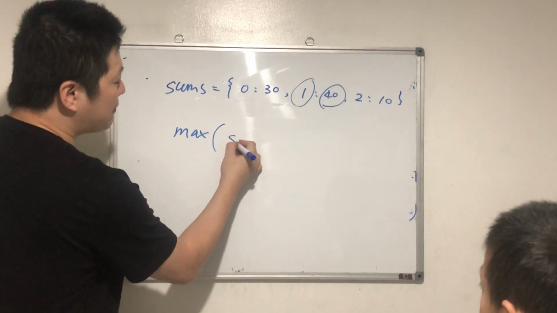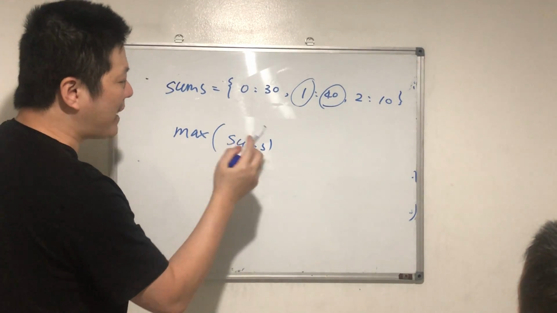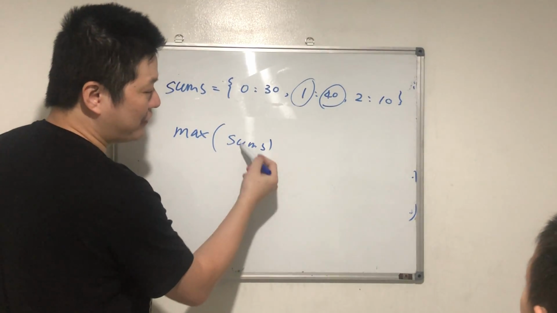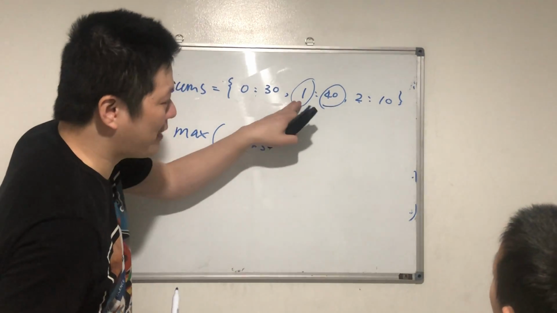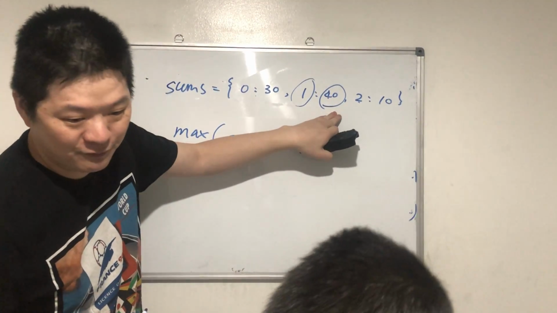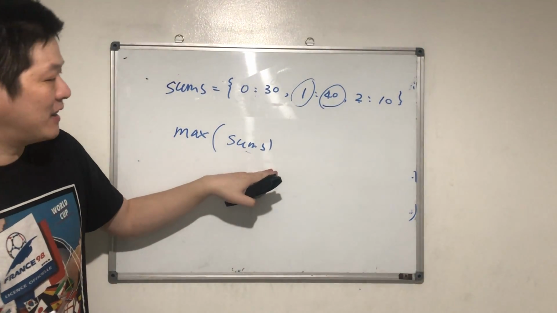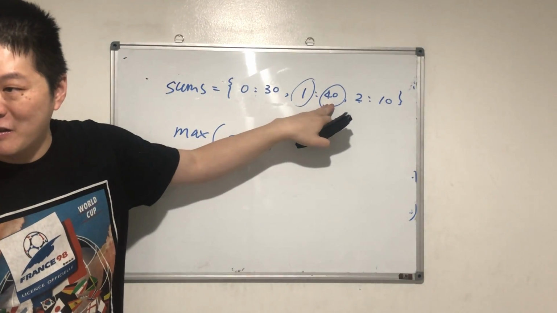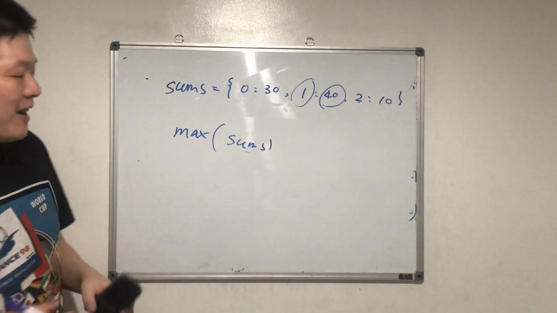Look, you can't do this max sums, because what happens with max sums? It will return the maximum of the keys by default, right? Which is 2, which is not what we want. We want the number 1, because number 1 has the largest value, right? And if you do the max of sums dot values, you will return 40. But I want to return 1, right? Does it make sense? So how do we do this?